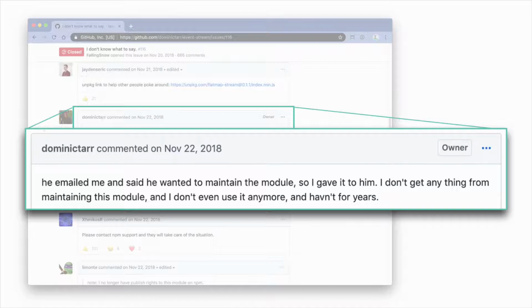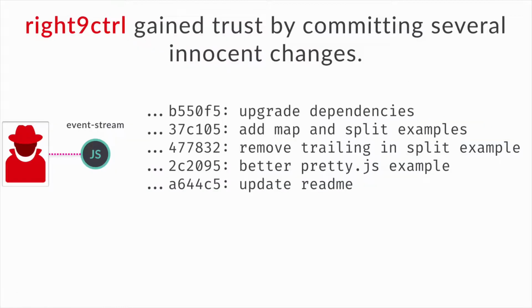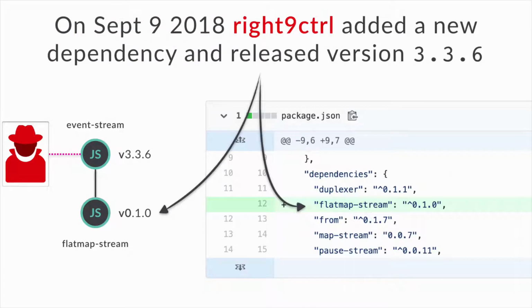And this is what we're building up on top of right now. A lot of people and projects who just don't want to work on their stuff anymore. And that's okay. Just because you release something once doesn't necessarily mean you want to maintain it till the end of time. Anyway, Right9 control gained trust by committing several innocent changes. Updating dependencies, it was a project that hadn't been worked on in a while, added some examples, updated some documentation. It was pretty basic stuff. On September 9th, Right9 control added a new dependency and released version 3.3.6. The dependency was flatmap-stream version 0.1.0.